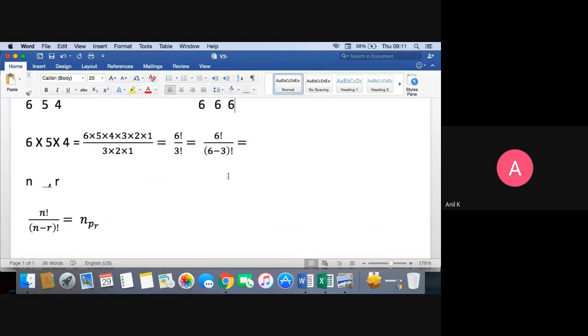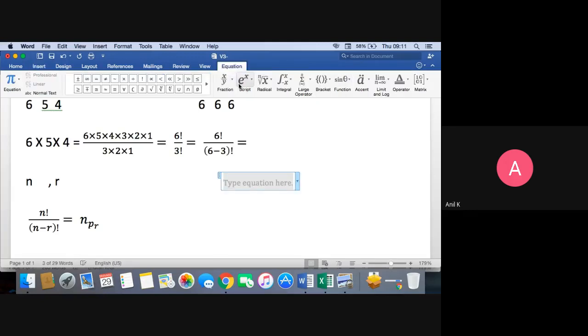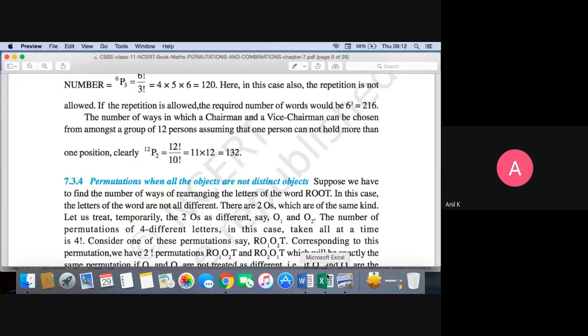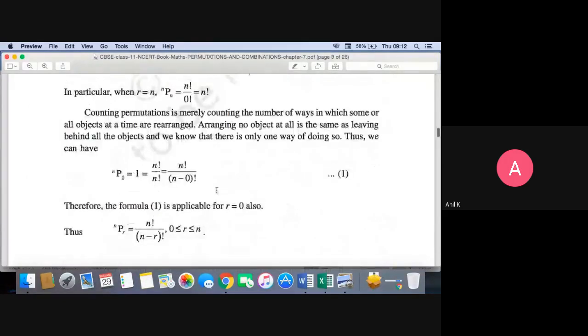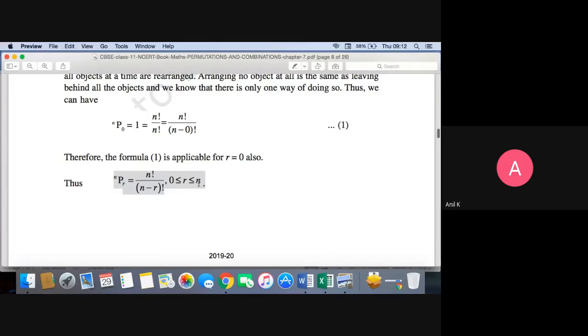In the same way, if I generalize this question, out of n objects, if I am taking r objects and repetition is allowed, my formula is going to be n to the power r. Okay, n will be multiplied r times. So these are the two theorems which we have in our book. The first one is nPr, n factorial upon n minus r factorial, where the r value will always be less than or equal to n and greater than or equal to 0.